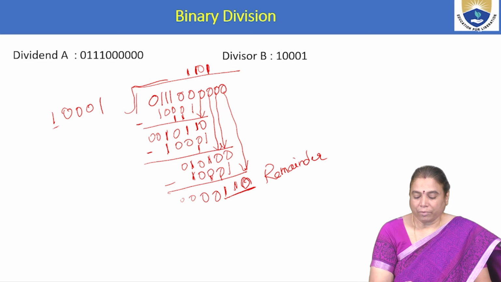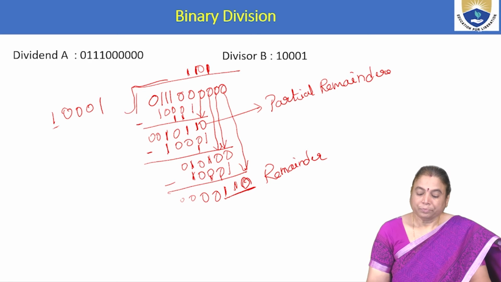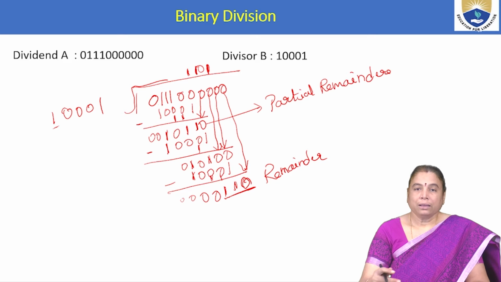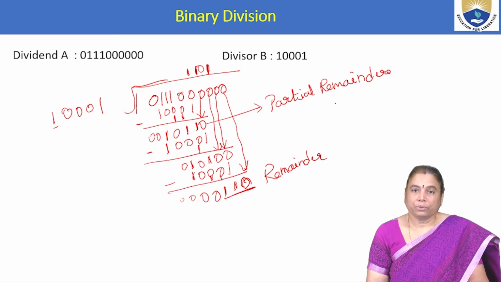And the values that can be produced after each subtraction can be called partial remainders. So this is not the actual remainder. In the successive steps, at the end of the division we can get the remainder. The middle products that are available can be treated as the partial remainder. In this way, the binary division operation consists majorly of comparison, subtraction and shift right operation.